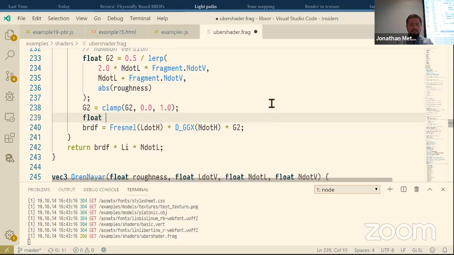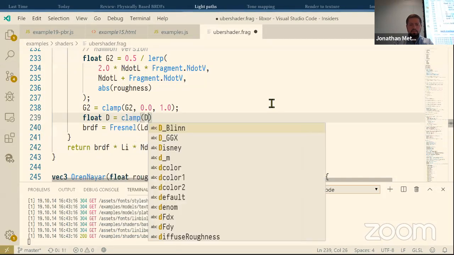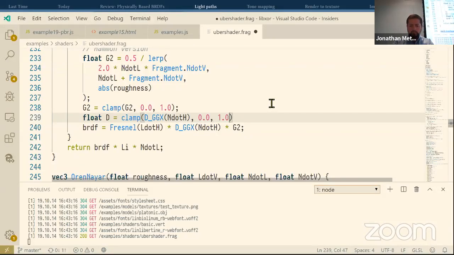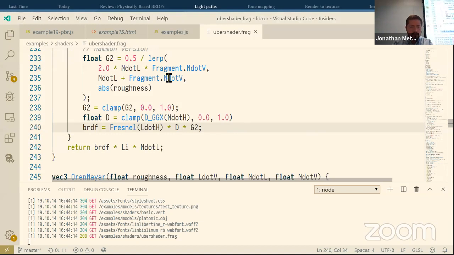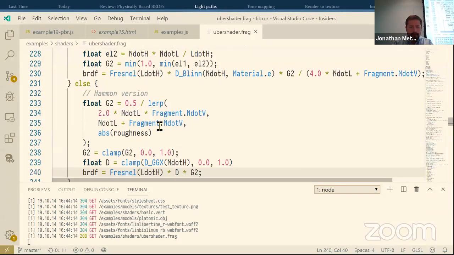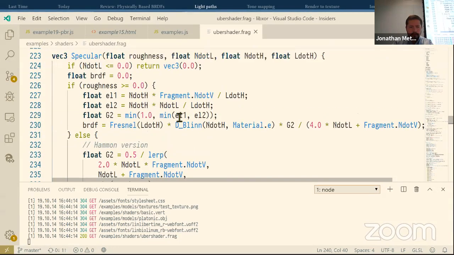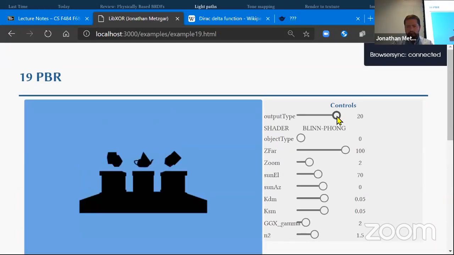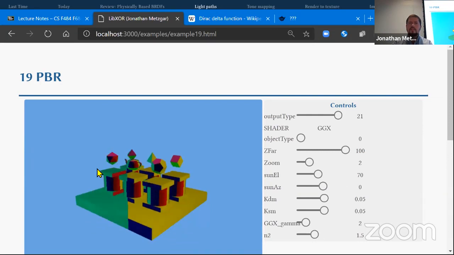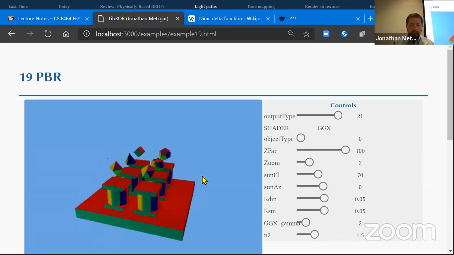All right, and float d equals clamp d ggx n.h between 0 and 1. And for now that should probably be okay. Oh, let's find out what we did wrong. Line 240, BRDF equals... semicolon. Okay. There we go. So somewhere along the line, our ggx function was exploding. Either D was not operating correctly or G was not operating correctly. Okay, this is more what I'm thinking about.